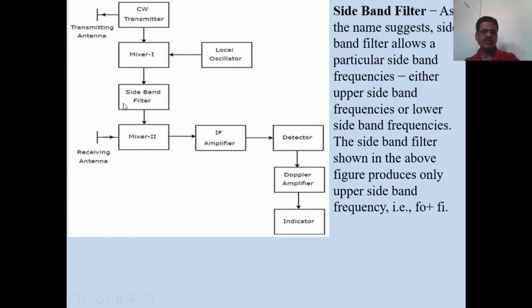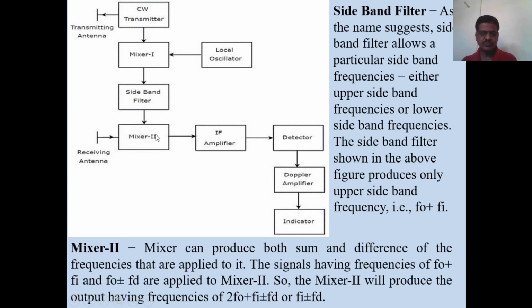And out of the two sideband frequencies, only one sideband frequency is filtered by this sideband filter. Suppose this sideband filter allows only one type of frequency, that is FO plus Fi. Means the upper sideband frequency only moves through this filter. So that frequency is provided to the mixer 2.